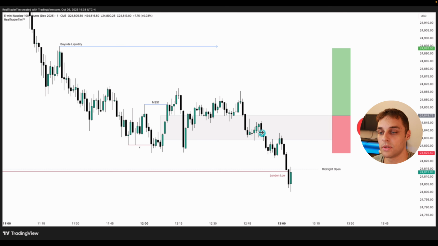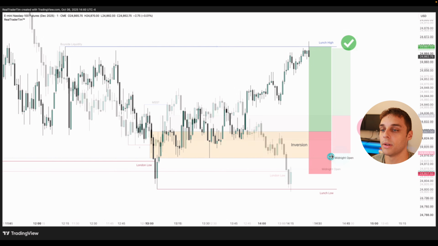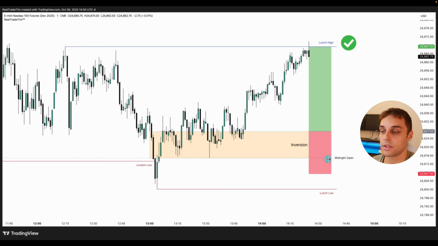Okay, so as you can see here, we did bleed down, run these lows, equal lows, relative equal lows, and ultimately London low and midnight open. And as we've discussed in the first example, look at what occurs after that. So this is scenario B. So as we came up here, we create equal highs, relative equal highs up here.